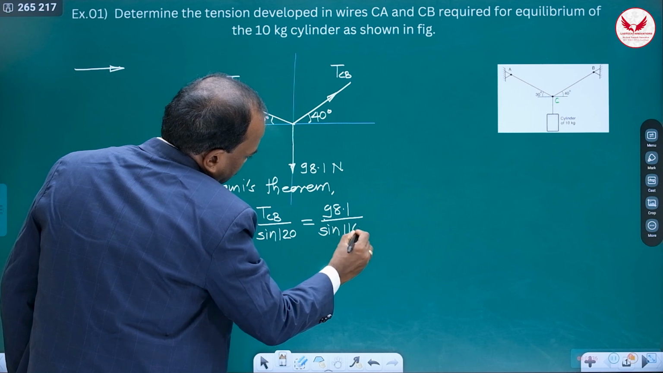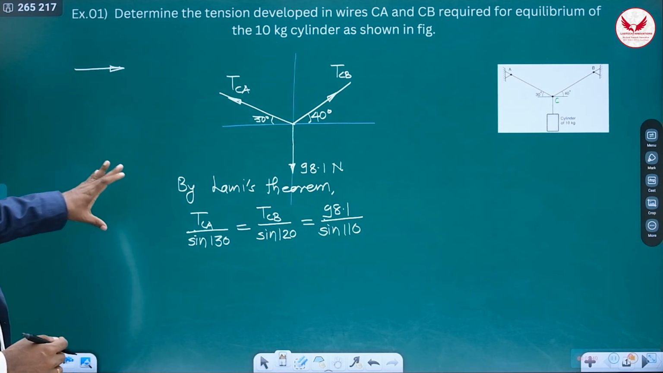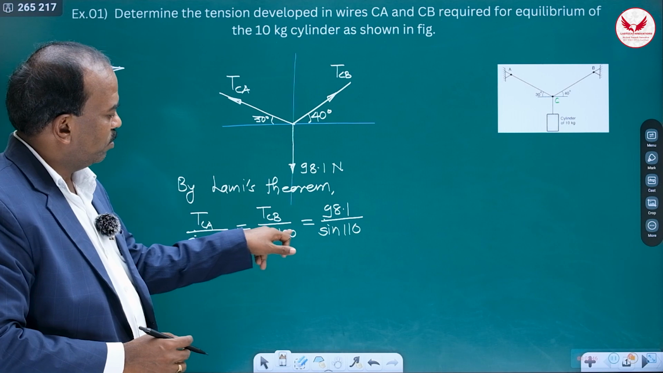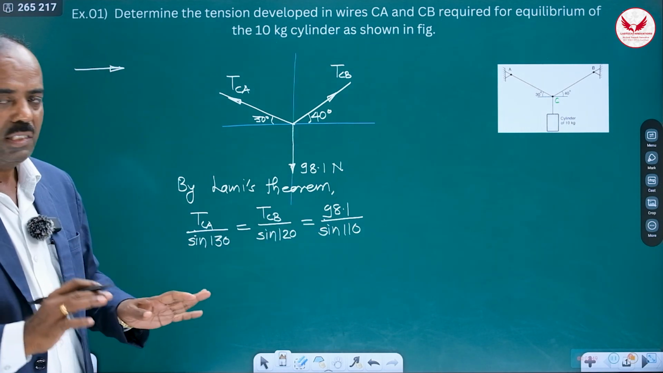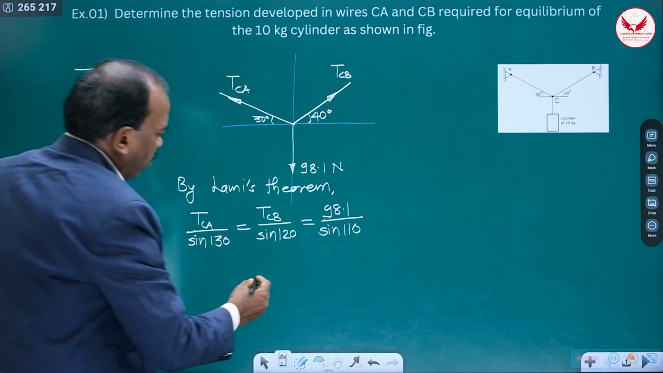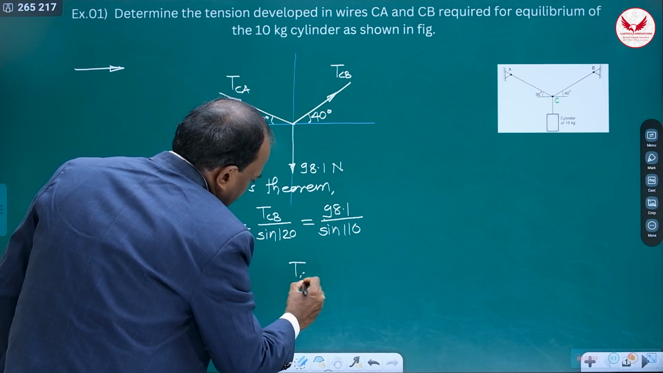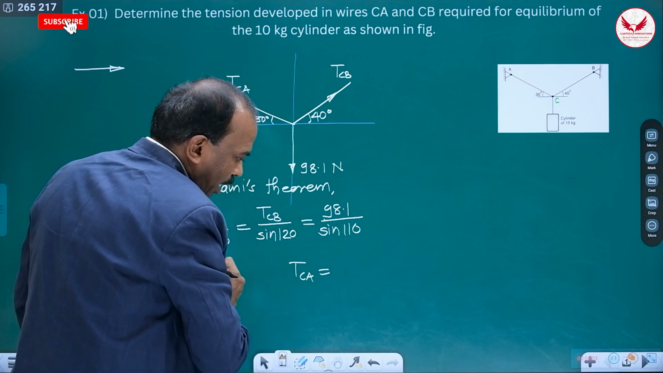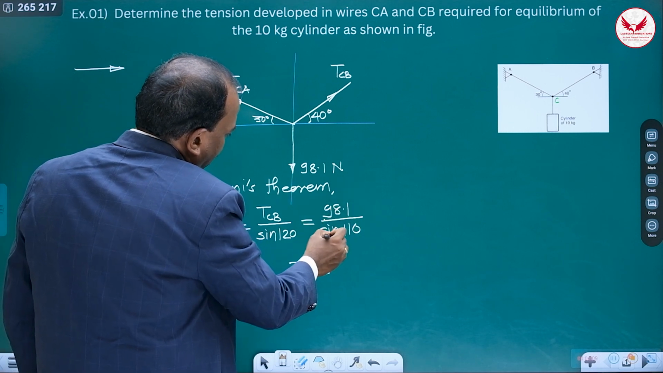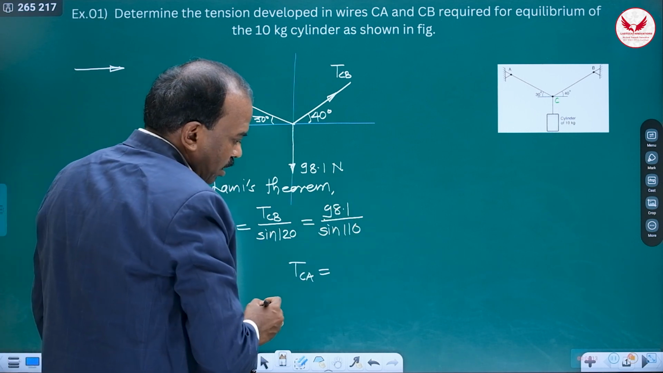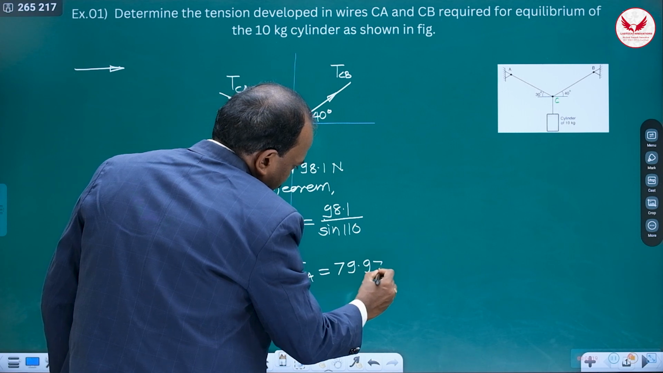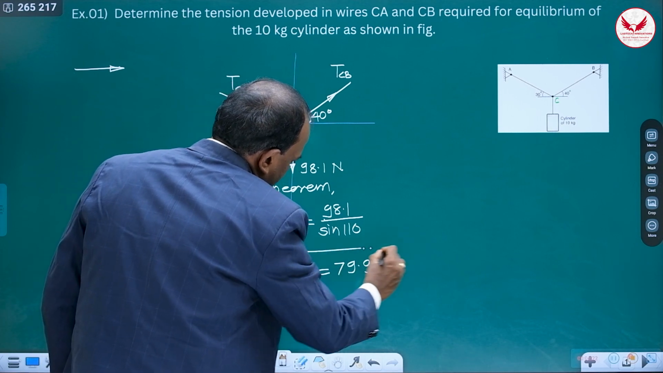Sine 110. And whenever you are writing LAMI's theorem, what do you have to do? First check the addition of these three angles, 130 plus 120 plus 110, it must be 360. Then our application of LAMI's theorem is correct. And straight away in the next step, we can get the answer. This is TCA. Directly we can write TCA equals 98.1 by sine 110 into sine 130. So it is going to be 79.97. If you make this calculation neatly, we'll get this as TCA.